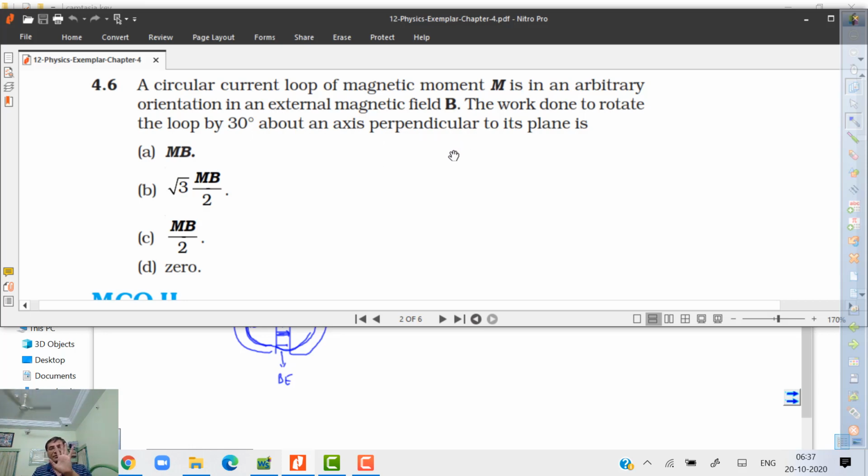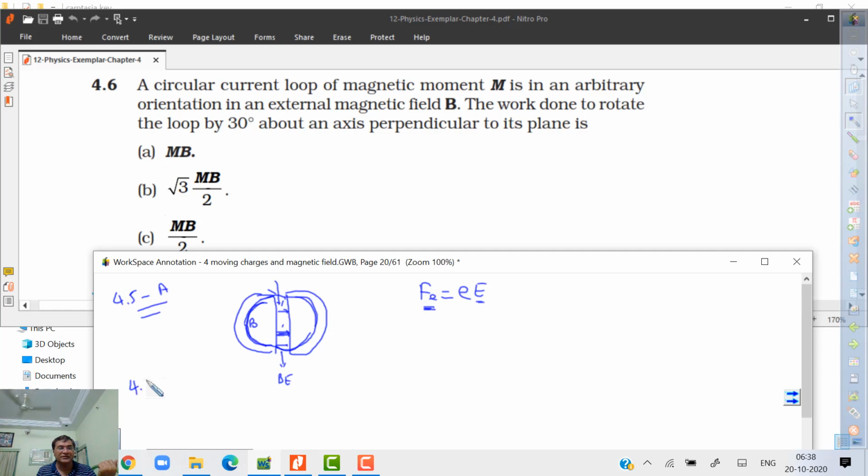So suppose this is the coil, and this is the axis. So it is rotated like this. So if you rotate this coil in this manner, whether you are keeping this way or that way, it doesn't mean anything, because whatever the angle between A and B doesn't change. The angle between A and B does not change. If the angle between A and B does not change, there is no need to do work. So it is 0. So in 4.6 it is 0.